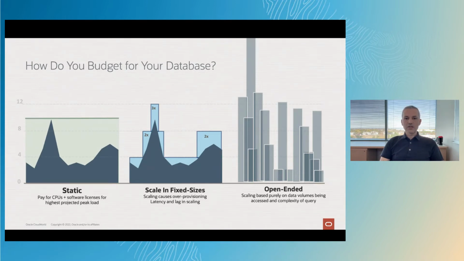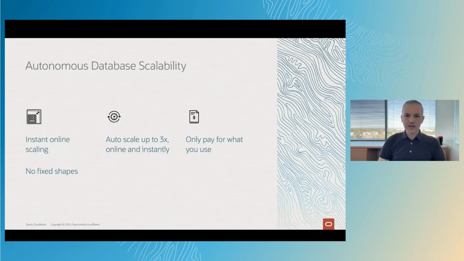Autonomous database provides a much more dynamic and flexible way of scaling your database resources. First of all, it provides instant online scaling. You can add or remove compute resources immediately without bringing any application down. It doesn't provide fixed shapes. You can scale up by 1 CPU, 2 CPU, any number of CPUs you want, as well as you can scale down by increments of 1 CPU when needed.